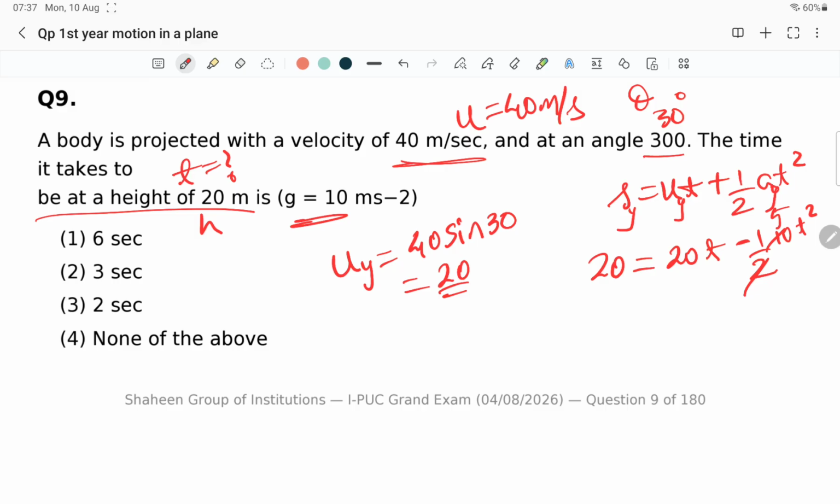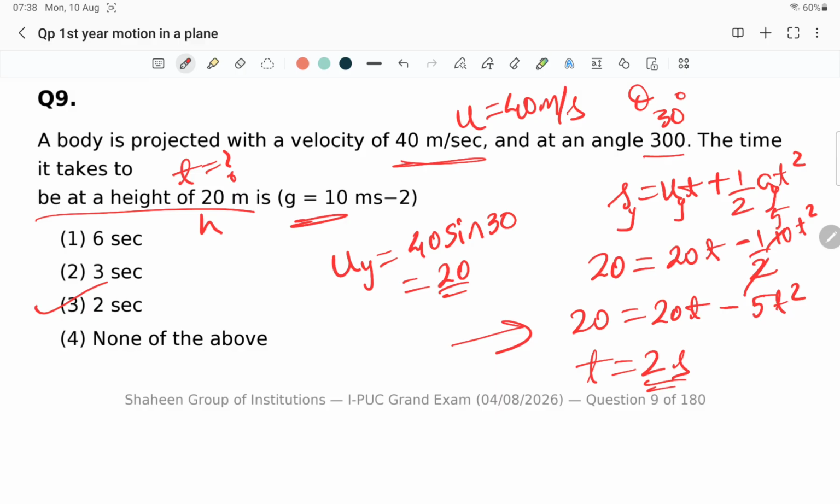5t square minus 20t minus 20 plus 20 equals 0. So this you just solve. 20 is equal to 20t minus 5t square. Okay, so you solve this equation. I leave it to you. The answer which you need to get at the end is t equals 2 seconds. I hope this is clear.